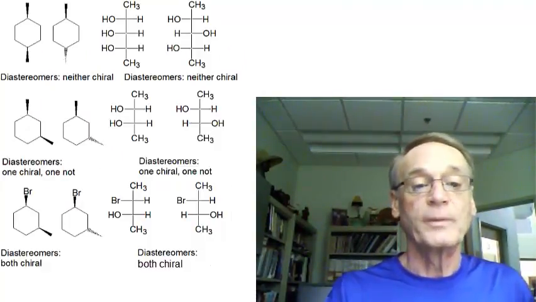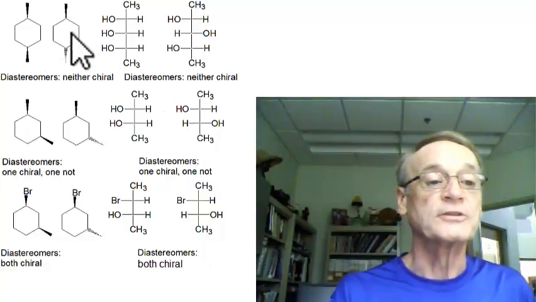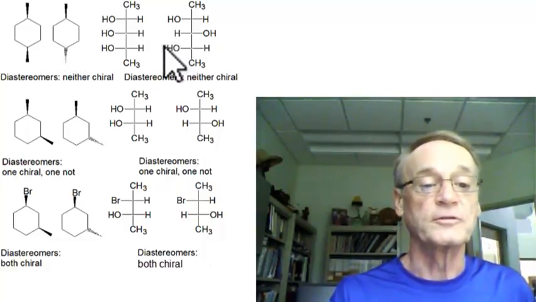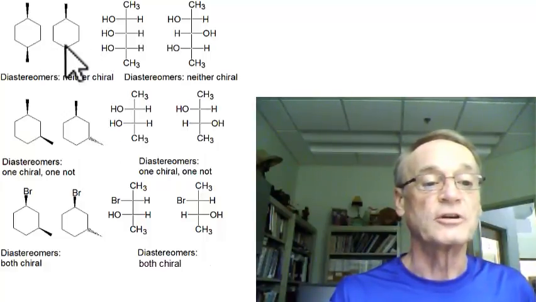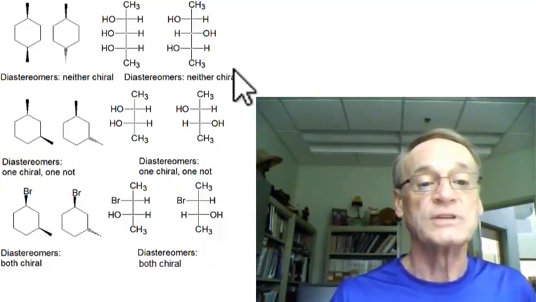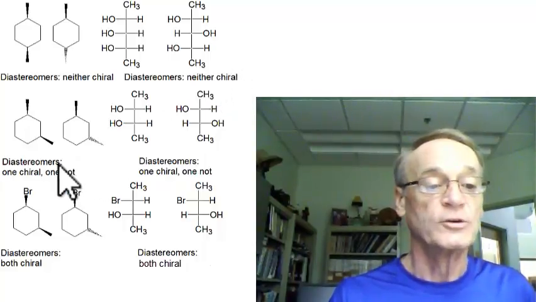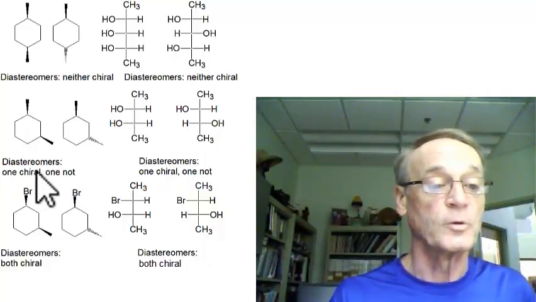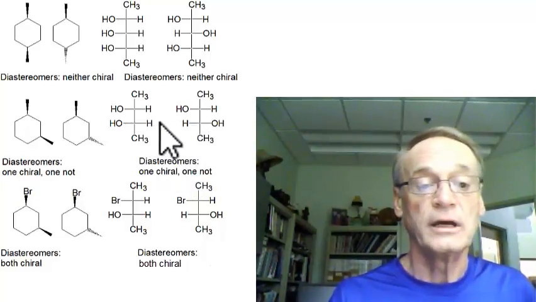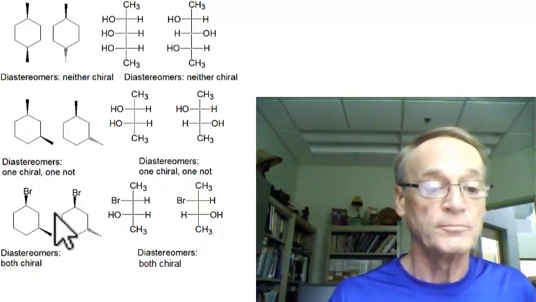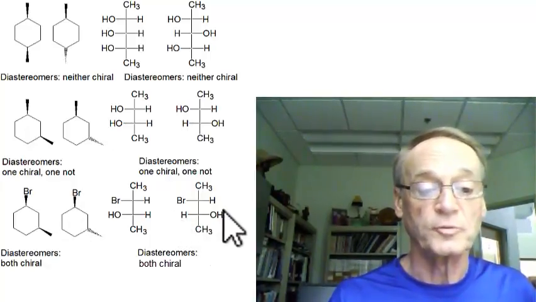Now, I've drawn a bunch of molecules here. All of these are pairs of diastereomers. So these two are diastereomers of each other, these two are diastereomers of each other, and so on. The point of this is that in this case we have 2 diastereomers, neither one of which is chiral. Same thing here, neither one is chiral. Here we have a pair of diastereomers where one's chiral and one is not. Also here, one chiral and one not. And then here, both of these are diastereomers, but they're both chiral. And these are also diastereomers, but they're both chiral.